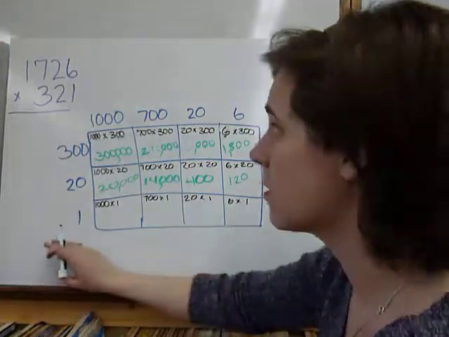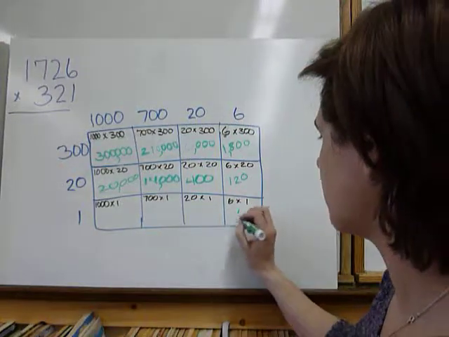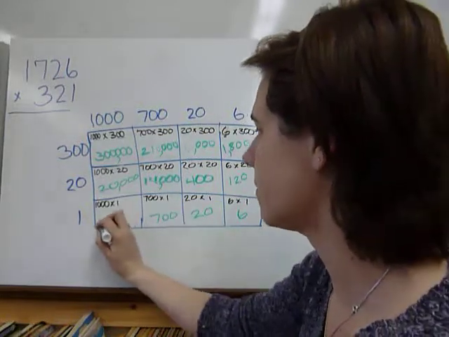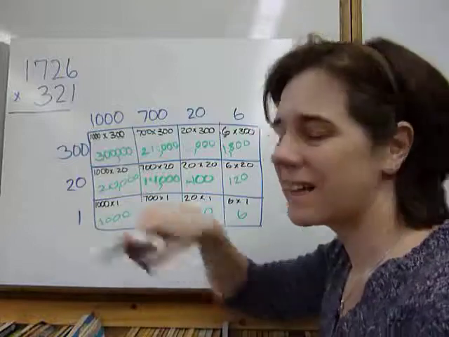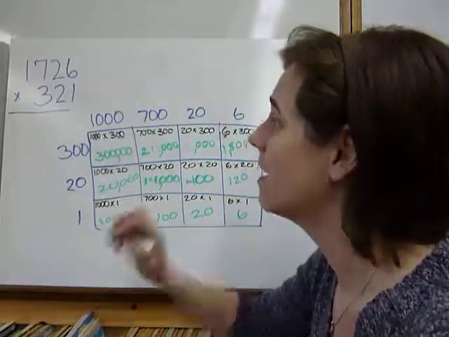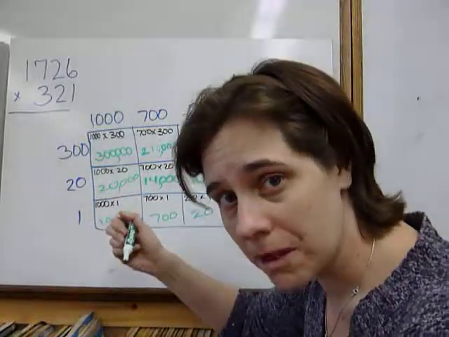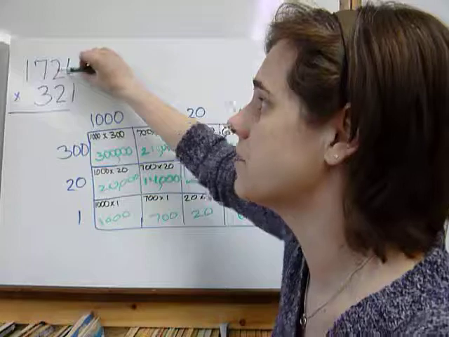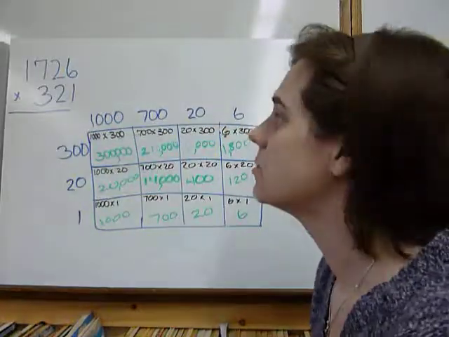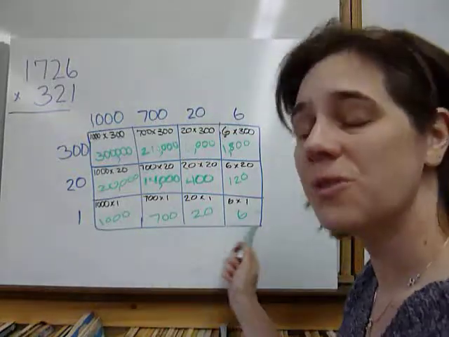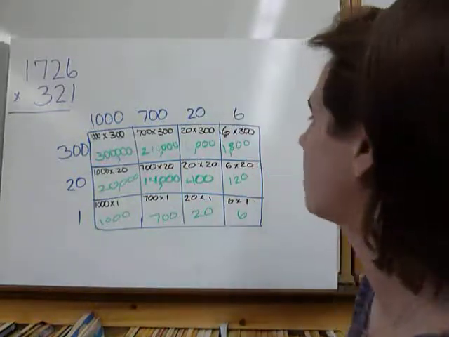All right, one last row, we're in the ones column. There's 6, 20, 700, and 1,000. If you take a look, those of you at home used to the algorithm method, these are all the things you would be multiplying anyway when you did your traditional algorithm: 6 times 1, 2 times 2, 2 times 1, 1 times 7, 1 times 1. You're doing it out, just a different form.